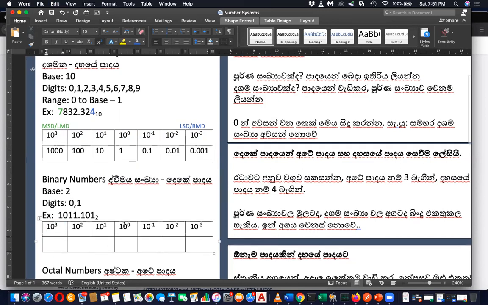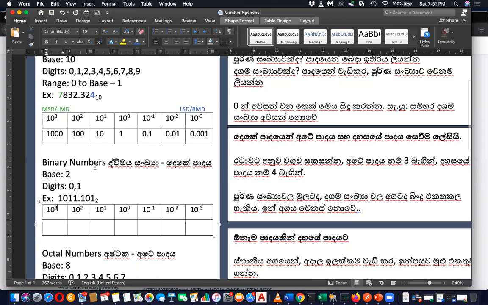Then this will be in binary numbers, or base two numbers. You have 0 and 1 here. You are reading this as 1011.101.